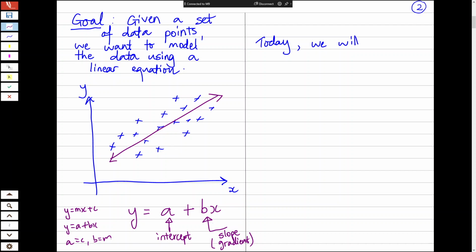So in year 10, you use mx plus c, right? You use a plus bx, is that right? It was VCAA's decision, not mine. I don't agree with the decision.